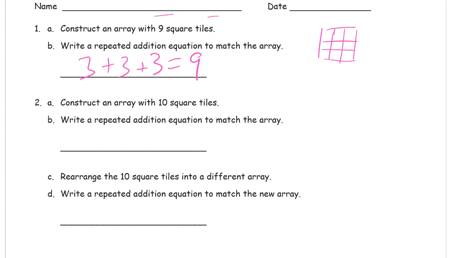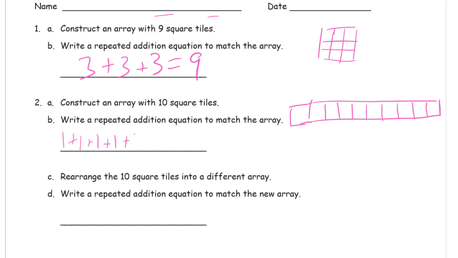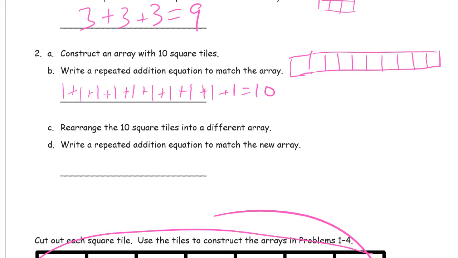And now with 10 square tiles, two, three, four, five, six, seven, eight, nine. I need one more. There, 10. So that's one row of 10. And if I wanted to write repeated addition, I could call it 10 columns of 1. One, two, three, four, five, six, seven, eight, nine, 10. 10 ones equals 10. Rearrange them a different way and write a repeated addition equation to match the new array.